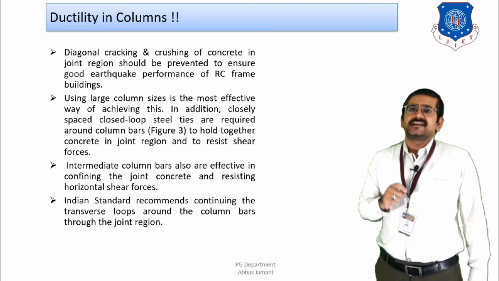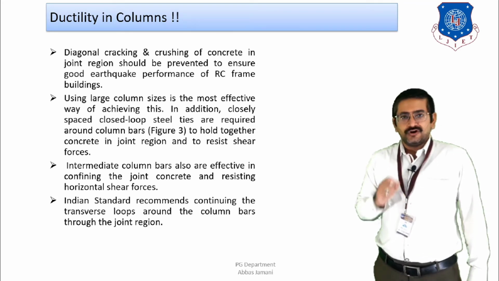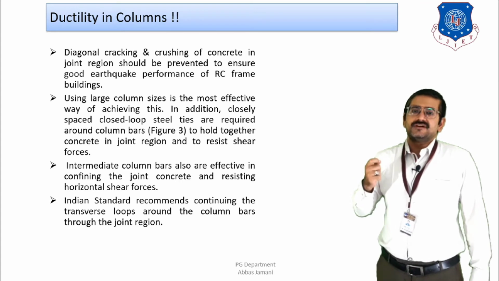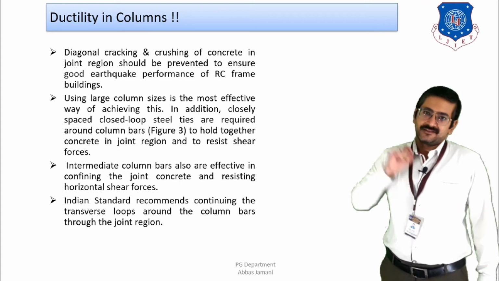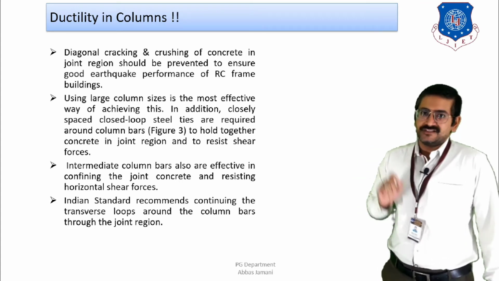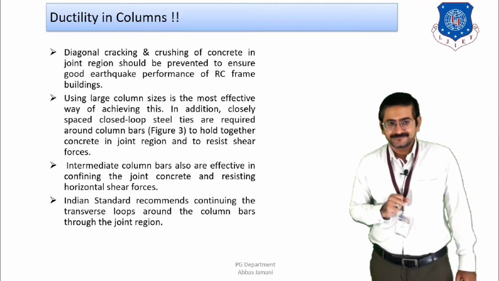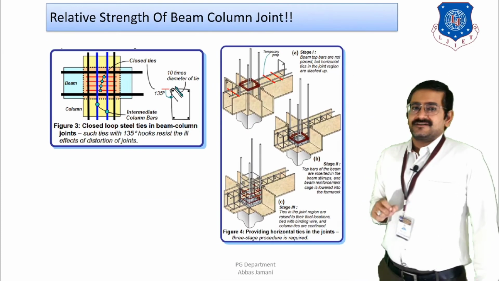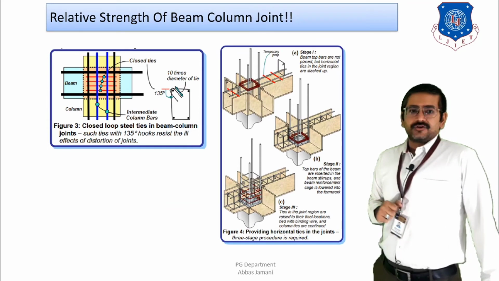the special confining reinforcement that is provided below the beam column joint and above the beam column joint should also be extended along the length of the beam column joint. Now how this is possible, let us see. Right, so as you can see, two figures are shown.